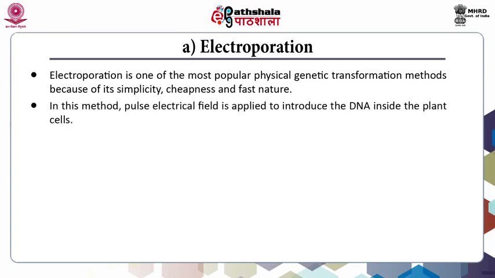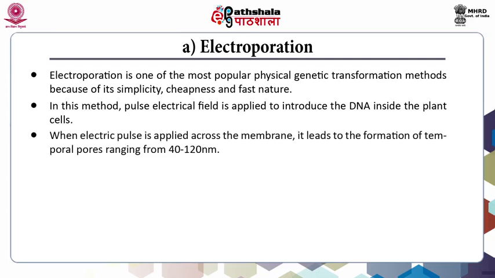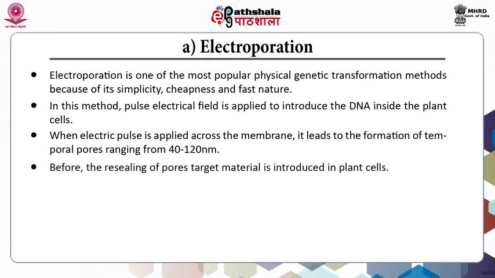In this method, what happens? An electric field is applied so that DNA can be introduced inside the plant cells. When an electric pulse is applied across the membrane, small pores ranging from 40 to 120 nanometer are formed. Before the resealing of the pores, target material is introduced in plant cells.